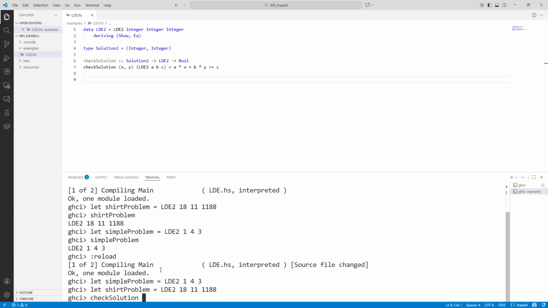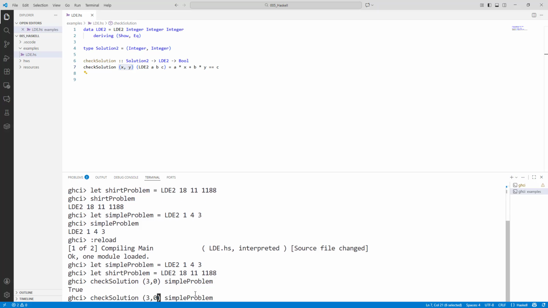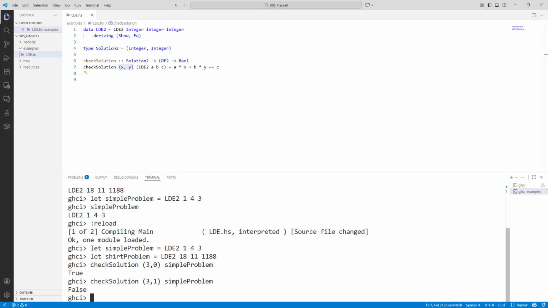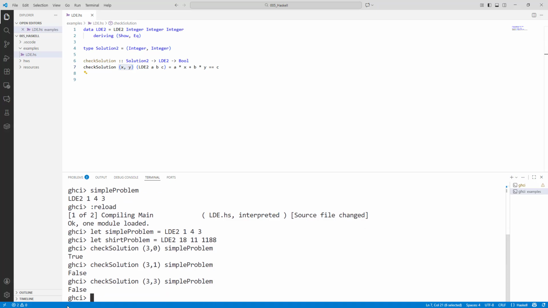So what do we have to do? Check solution, and then our solution was 3 and then 0. We put them with a comma, because see the comma here. And then we say simple problem, the second argument. And it says true. What about 3, 1? 3, 1 is false. So 3, 0 works. Yeah, quite good. I mean, you can try with 3, 3 and simple problem, it will not be working. Yeah. So let's go with the short one.